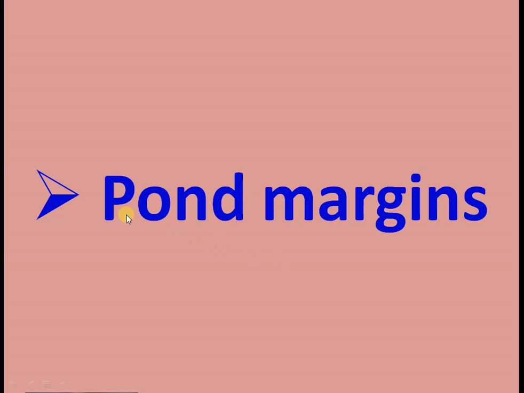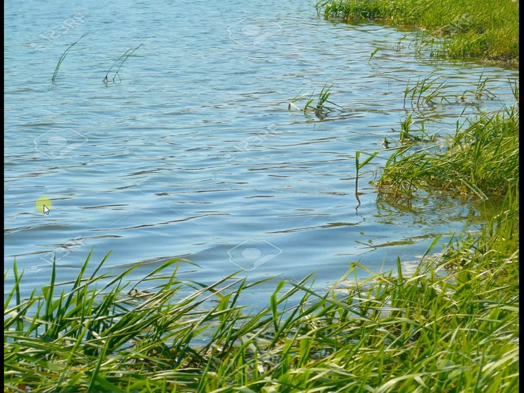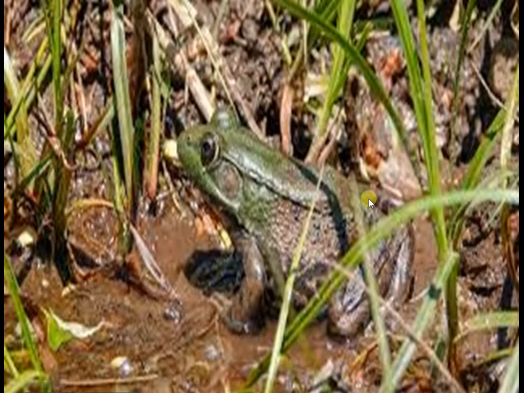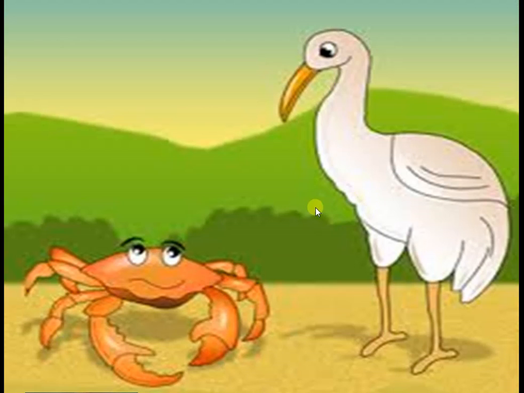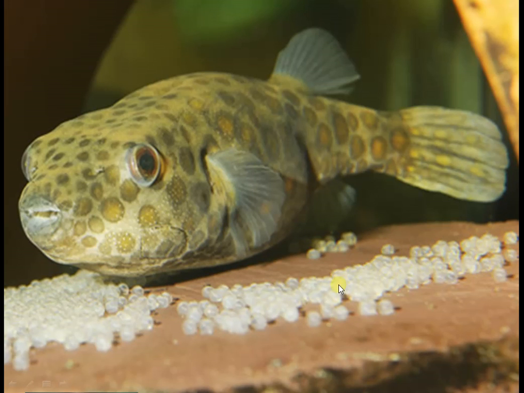Pond margins. Pond margins have several grasses, frogs, cranes and crabs, etc. Fish usually lay eggs here.